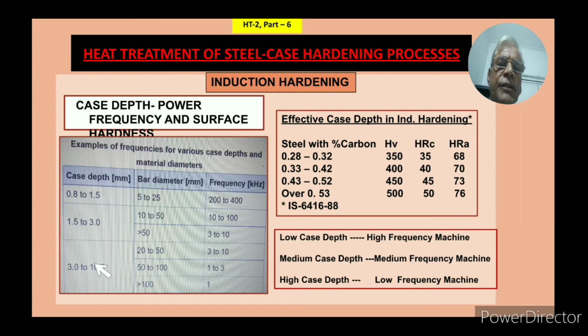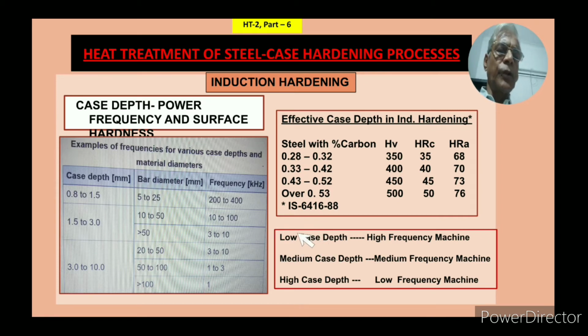But if the case depth requirement is 3 to 10, it's quite high. Okay, then you require for 20 to 50 millimeter dia 3 to 10 kilohertz. For 50 to 100, it is 1 to 3, and more than 100, it is 1 kilohertz. So this is how the requirement of power frequency, depending upon the part dia and case depth requirement, is shown here. Now in short, I have shown it here also.